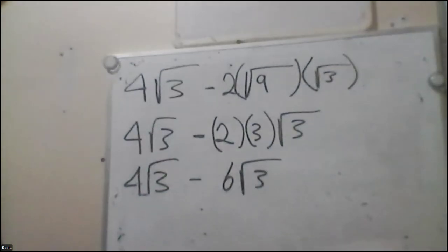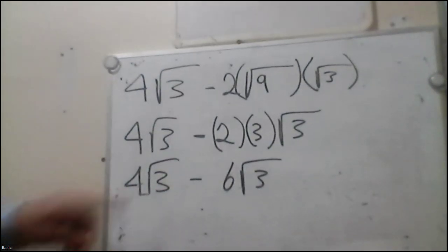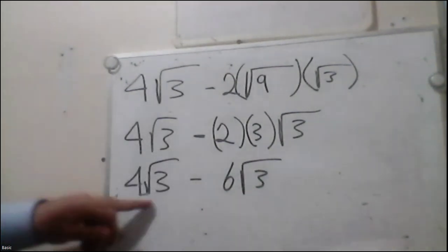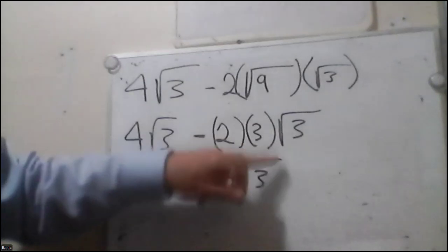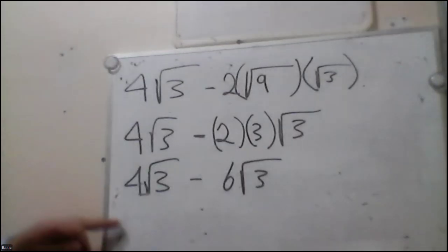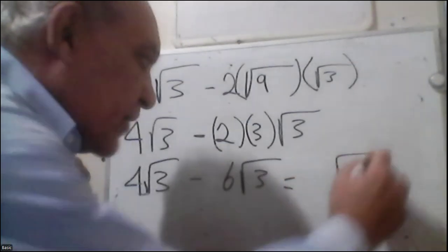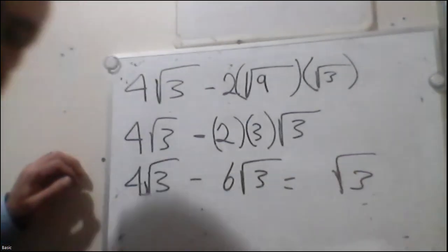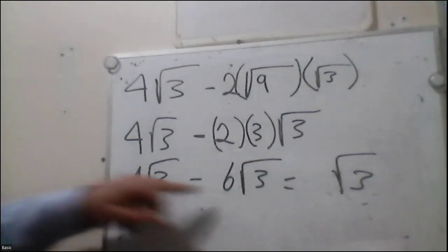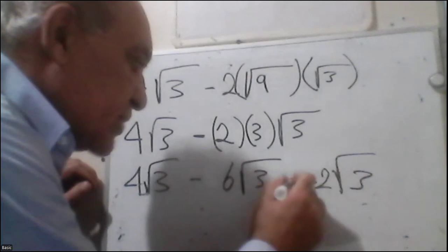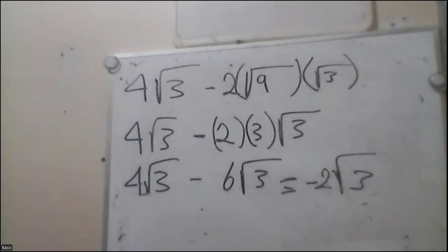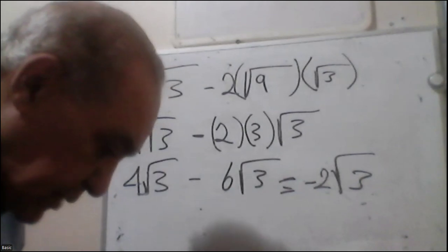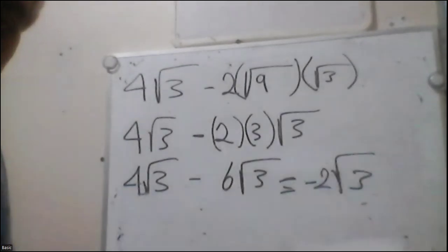Here it is, if you can see it here. 4 root of 3, minus 6. Why 6? Because 2 multiplied by 3 will give me 6, the root of 3. As long as the root of 3 is common in both of them, then 4 minus 6 will give me minus 2. So it will be minus 2 multiplied by the root of 3. And this is another example about the roots as well. We'll move right now into another slide and see what we have today.